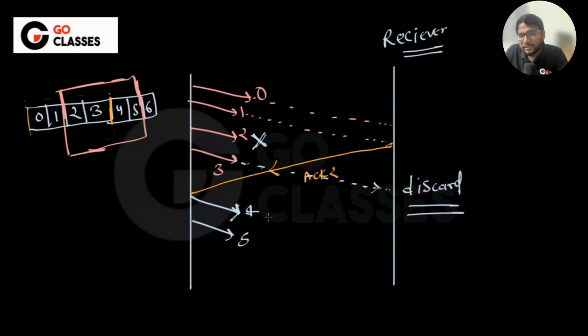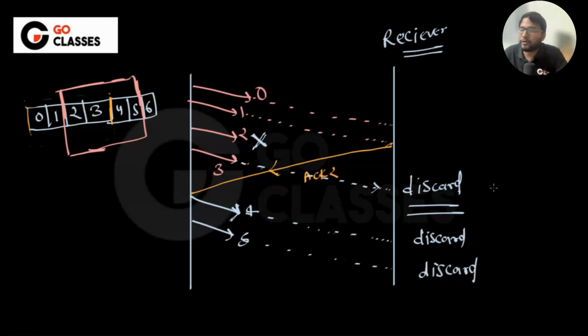And then let's suppose 4 has also been received. Then I will again discard it. If 5 has also been received, then I will again discard it. Are you getting why I'm discarding? Because I'm waiting for 2. Now there are multiple options for discarding. If you want, you can silently discard. Or if you want, you can do something for fast retransmission. See here, this 2 will be sent only after timeout, right?